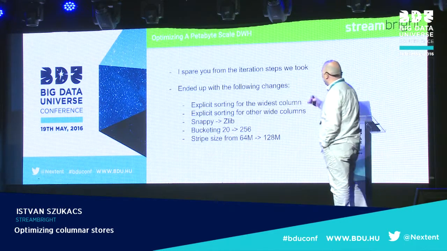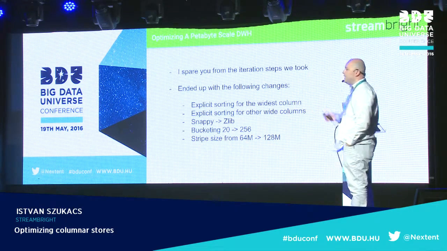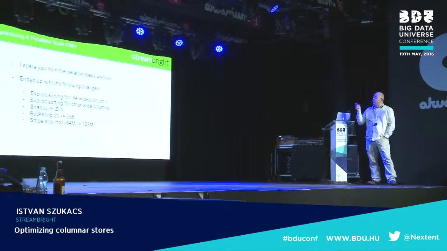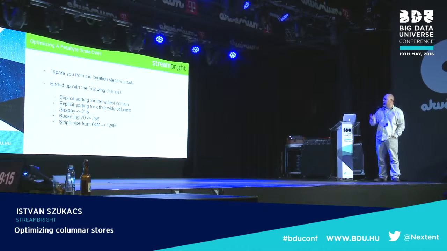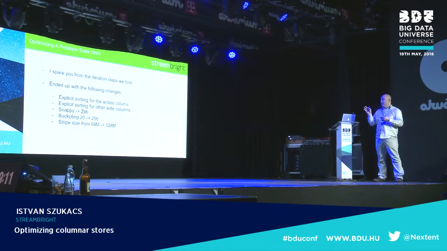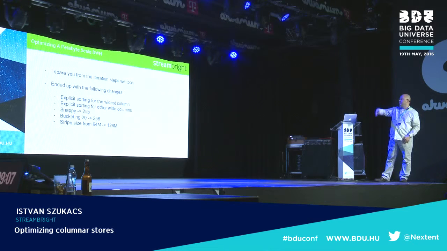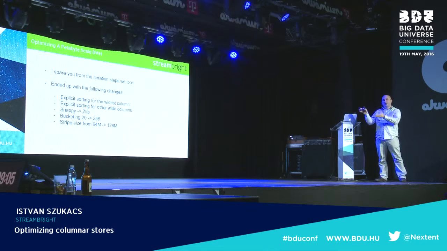Cool. So I'll save you from the iteration steps. I had, I don't know, 6 or 10 iterations. So I ended up with the following changes. I explicitly sorted the data set by the widest column. And I also explicitly sorted the data set in the secondary, third and fourth position by the wider columns.